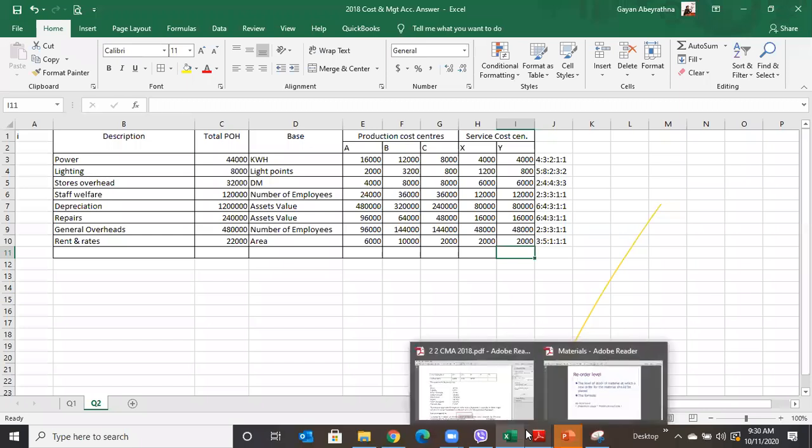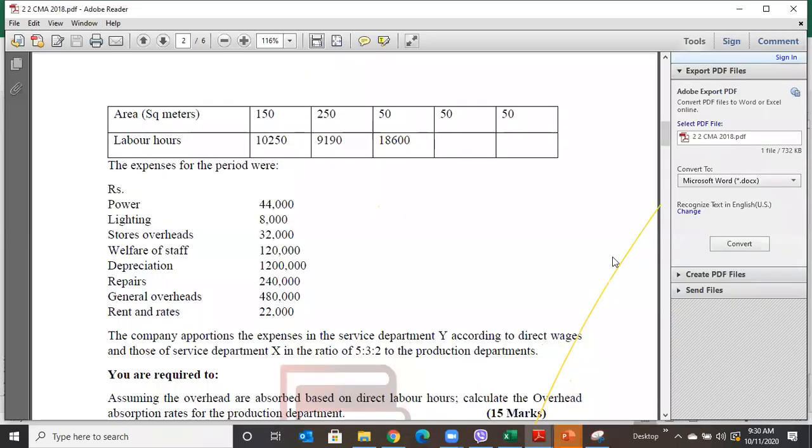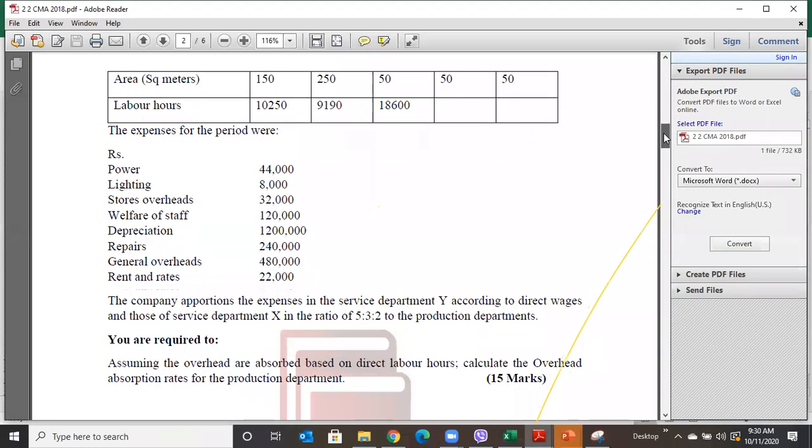That's the first part. Here what is it asking? Based on direct labor hours, they are going to absorb, calculate overhead for the production department. Then here it's saying the company absorption expenses in service department Y.